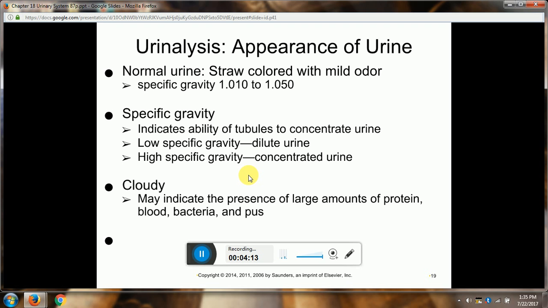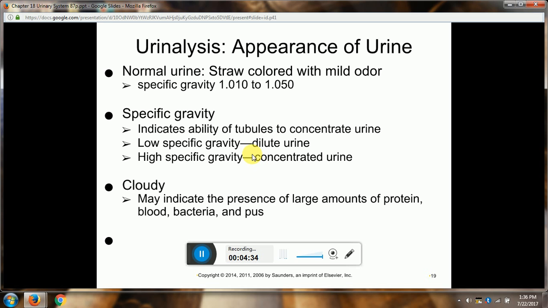Its specific gravity is a little bit higher than water. So the specific gravity of water is 1. Specific gravity of urine is slightly higher than that of water. It means that it's slightly more concentrated than water. But you can see, not that much.